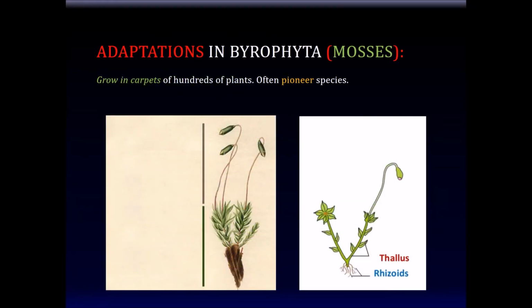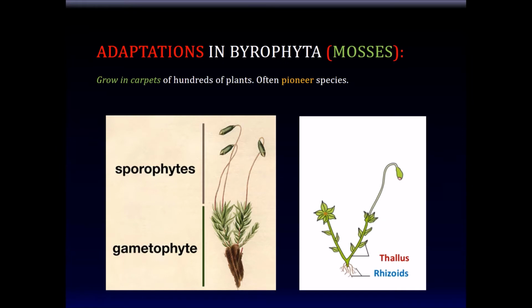There are some adaptations of these plants. They typically grow in carpets of hundreds of plants. Each plant is a little tiny thing that you see over here. They're often pioneer species in a particular area. And again, it is the Gametophyte generation that dominates, and the sporophyte generation occasionally stalks up like that.